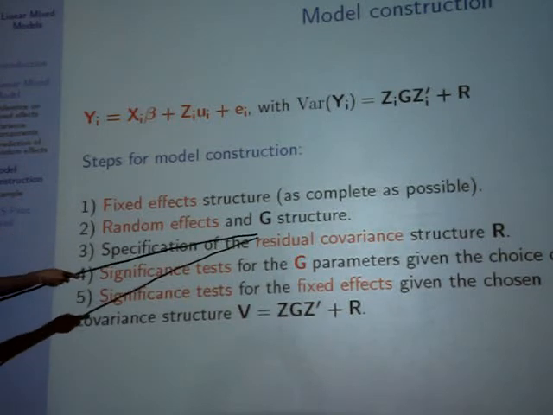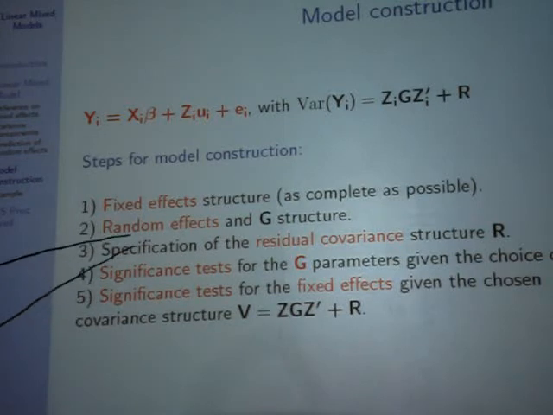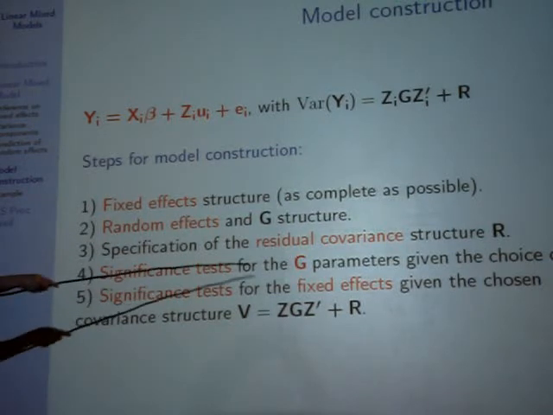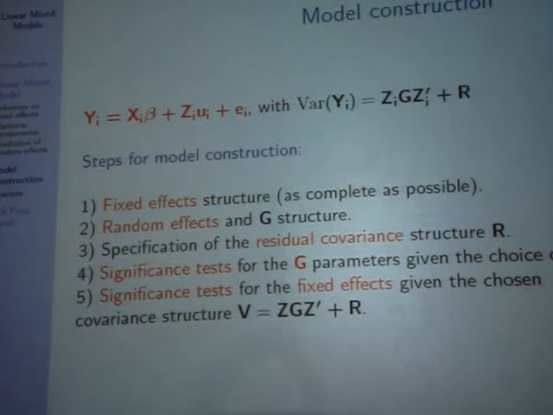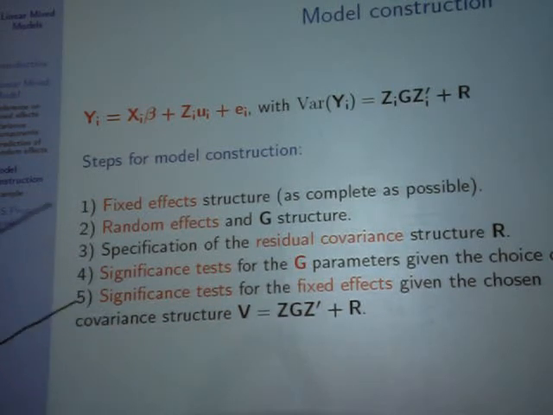covariance structure G. Then, to specify the residual covariance structure R. And then you go backwards. You perform significance tests for the G parameters given the choice of the residual covariance structure. And finally, you perform the significance test for the fixed effects that you included in the first step of your model construction, given the covariance structure V, once you have chosen the random effects and the residual covariance structure. We will see all these different steps in more detail.